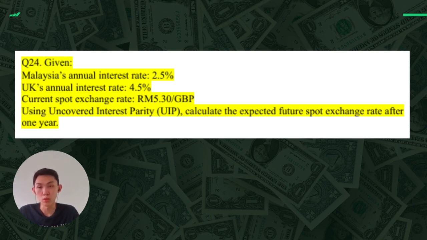So we can conclude that the ringgit is expected to depreciate slightly relative to the pound because of the interest rate. Because the interest rate is higher in the UK, if we compare the interest rate in Malaysia and the UK, 4.5 is bigger than 2.5, so it shows the ringgit Malaysia is expected to depreciate slightly.